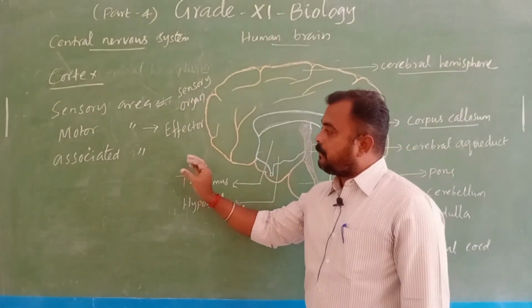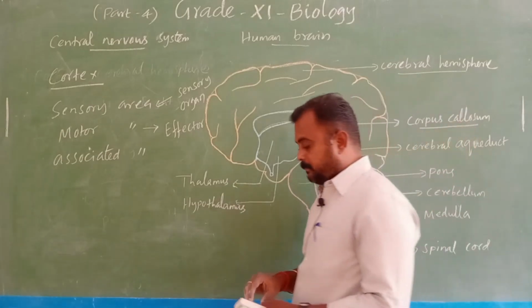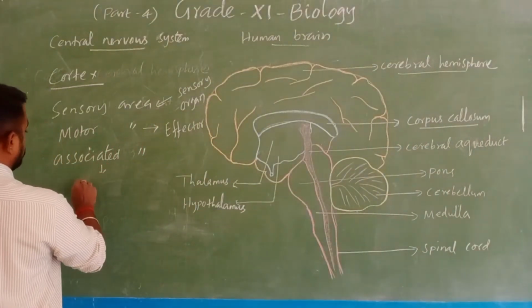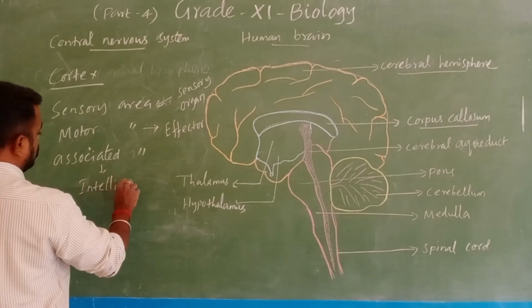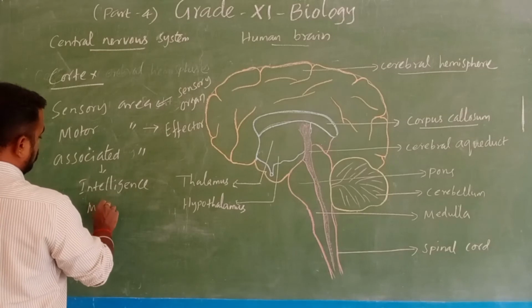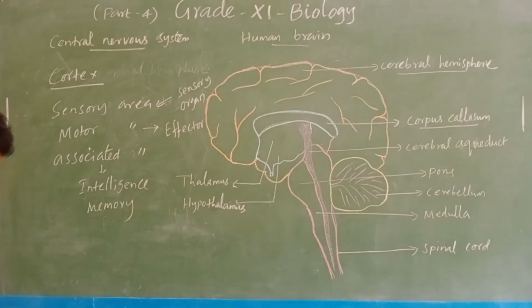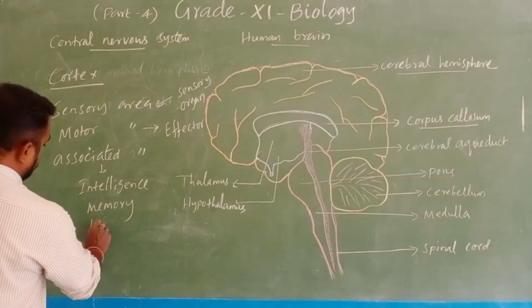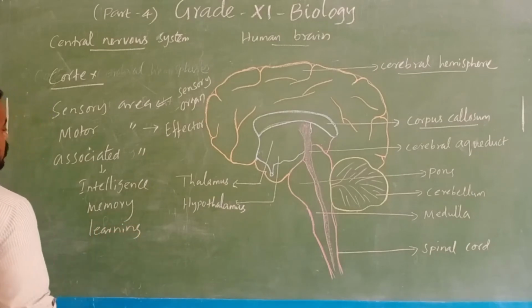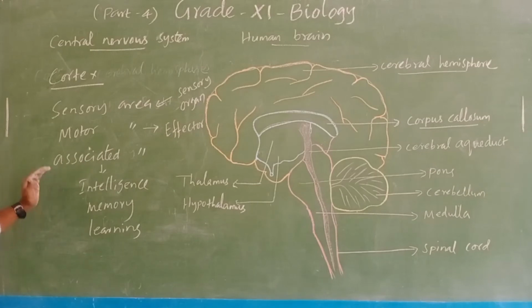Here, what is the function of the associated area? Intelligence, memory. Okay, so intelligence and memory are under the associated area. Then learning also. So here the associated area function is intelligence, memory and learning. So these are the functions of the sensory area, motor area and associated area.